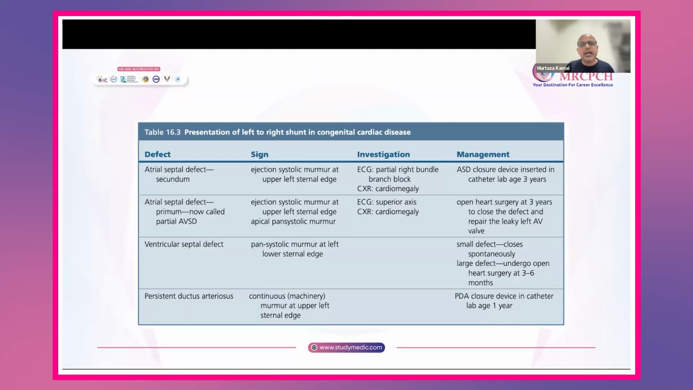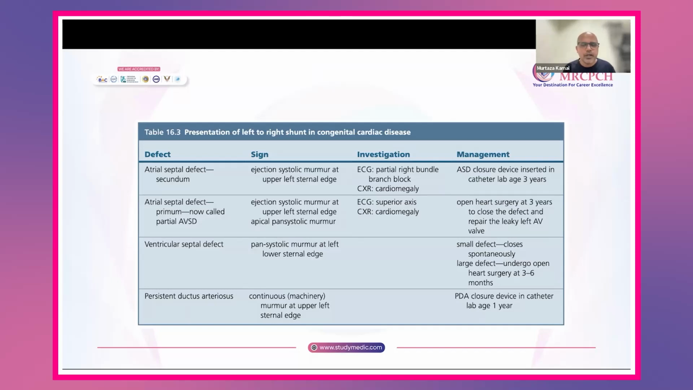So how do we manage the primum ASDs? Normally, primum ASDs cannot be closed with device closure. So we do open heart surgery for these because they are also associated with leakage of the mitral valve, which is the cause of the pansystolic murmur, not the VSD. I'm sorry. So the mitral valve leakage, left AV valve regurgitation, and we have to do the closure of the mitral valve also.